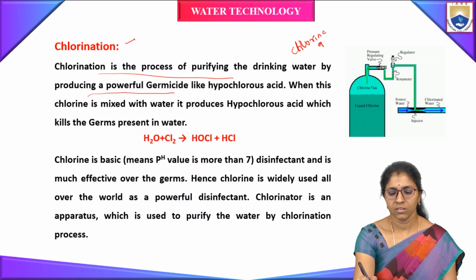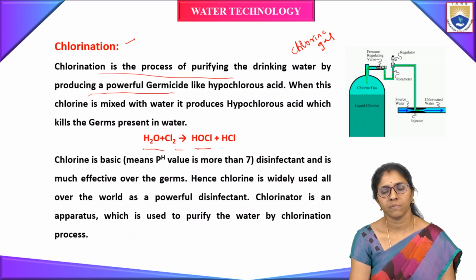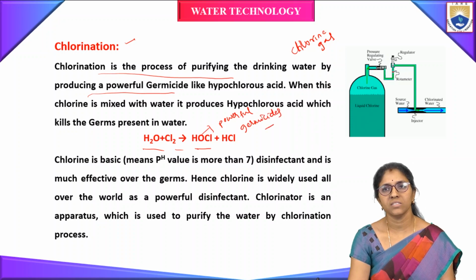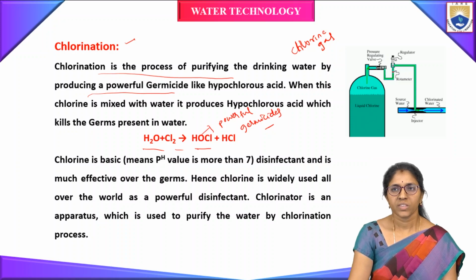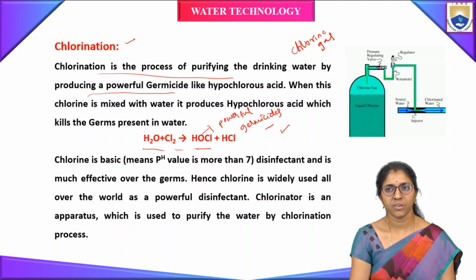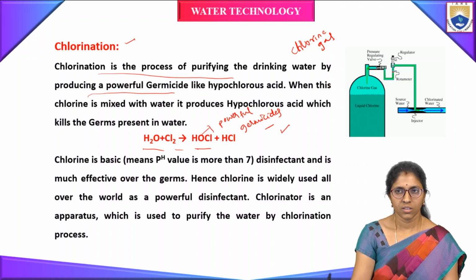When this chlorine gas is treated with water, we will get HOCl and HCl. We know that this is a powerful germicide. So this will kill all the microorganisms which are present in water. Here we are taking chlorine gas to remove the microorganisms from the water. So this process is called chlorination.